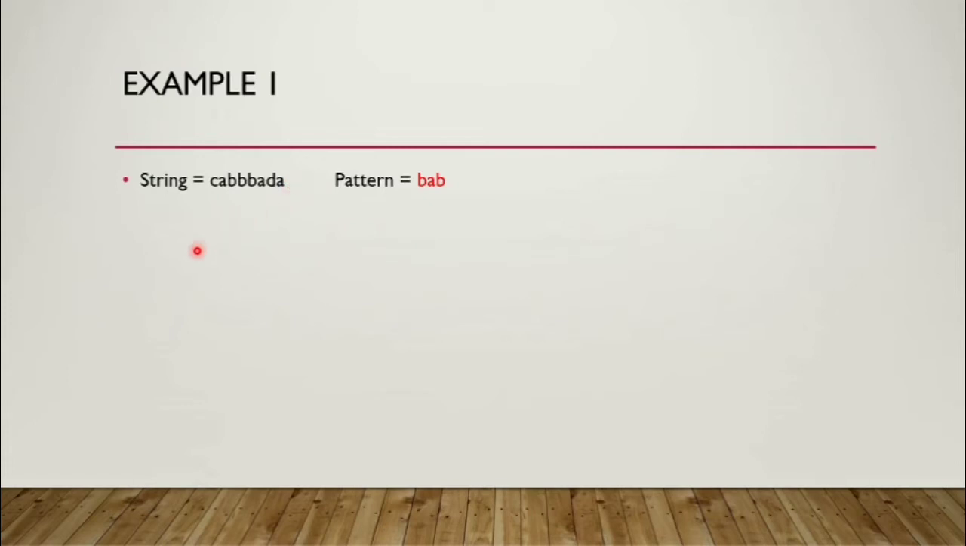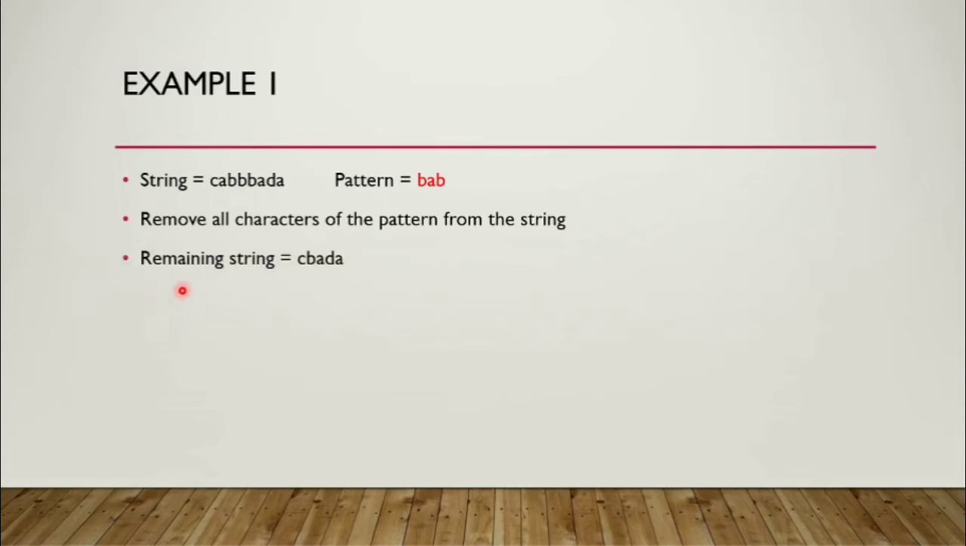So the first step is to remove all the characters of the pattern from the string. Here, as you can see, in the pattern there are 2 B's and 1 A. So from the string CABBBADA, we have to remove 2 B's and 1 A. Now the remaining string after removing all the characters of the pattern becomes CBADA.